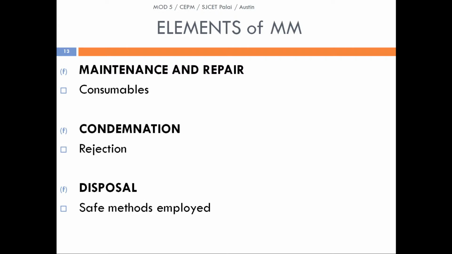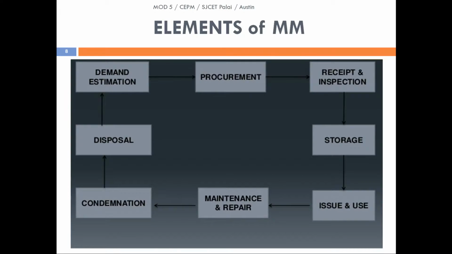Those have to be carried out properly. Next one is condemnation. Sometimes some materials have to be rejected when they do not maintain the required quality or standards. Those have to be rejected properly, which is the next element of material management. And of course the last one is disposal. Safe methods should be employed. We all know that there may be some byproducts or waste products from these processing units, so those have to be disposed of properly so that they do not create any environmental issues or harm to the environment.